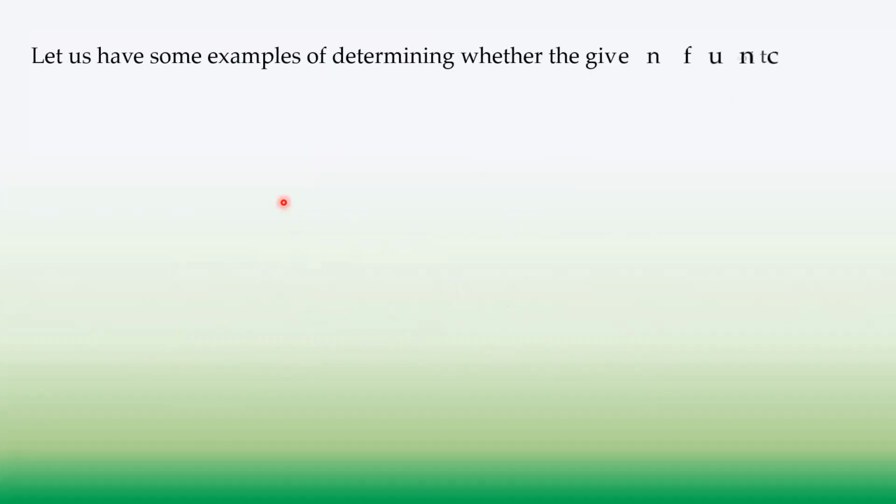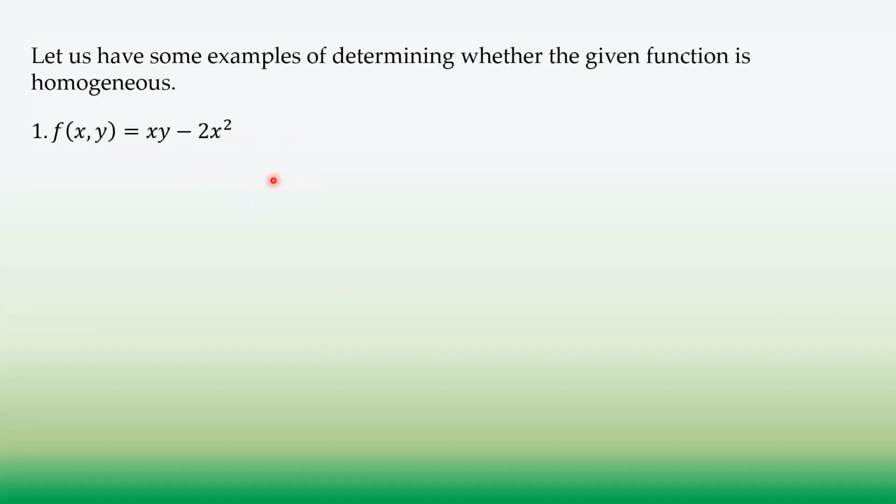So we're going to determine whether the given function is homogeneous. So number 1, we have f of xy equals xy minus 2x squared. So sabi doon, we're going to multiply all the variables by a quantity s, or we're going to replace x by sx and y by sy. Okay, palitan natin lahat ng x ng sx, lahat ng y ng sy. Then our f of sx, sy will become, so we're going to replace x by sx, y by sy. Then again, x by sx, so we have quantity sx squared.